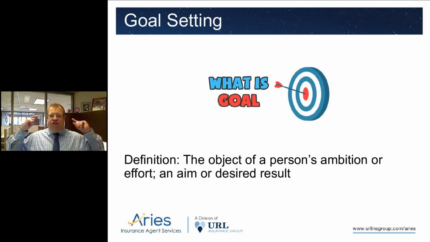Now, if you are just kind of thinking about goals and you keep them inside your head, you've heard this cliche before. It's a dream. You have to write the goals down. And what is a goal? A goal is the object of a person's ambition or effort, an aim or a desired result.